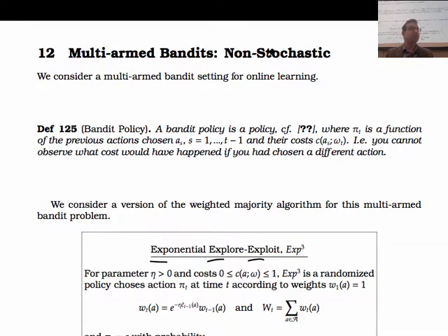Obviously, you don't want to explore too much because you might end up killing lots of people. You want to basically find out as quickly as possible which is the best performing drug. And so that was sort of where this multi-armed bandit problem first arose.